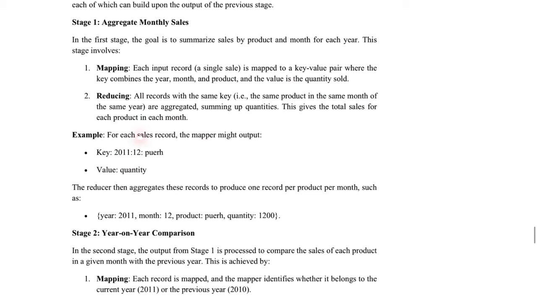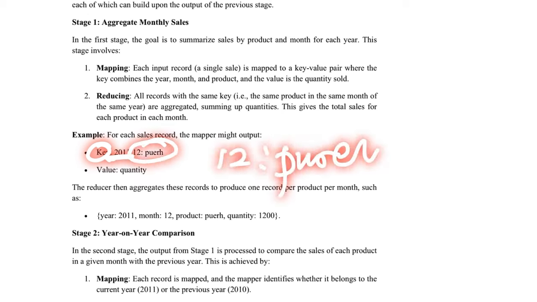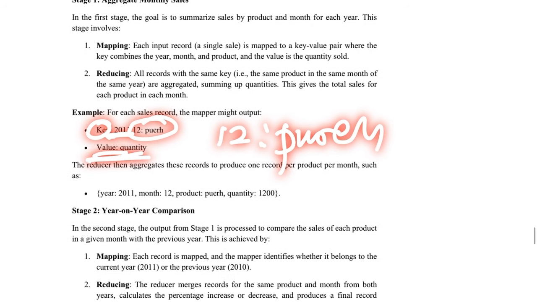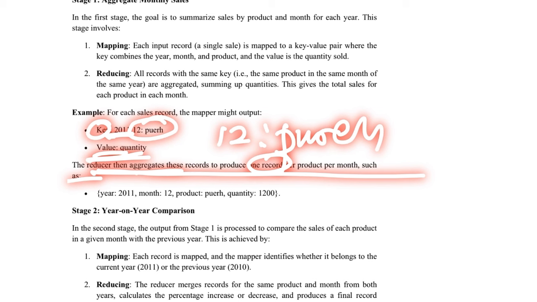For example, for a sales record, the mapper might give output as keys. Key would be 2011 and 12 and the name, and the value here is quantity. The reducer will then aggregate the records to produce one record per product per month, such as for year 2011 month 12 product is this and quantity is this.